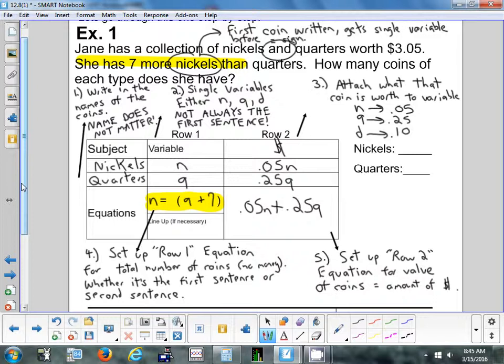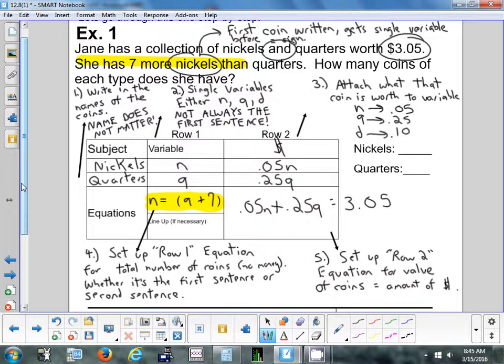That's a plus. Sorry. 3 what? Say again. 0.30, not 0.30. 0.05. 3.05, or $3.05 equals $3.05. The total, what each coin is worth with the variable attached.